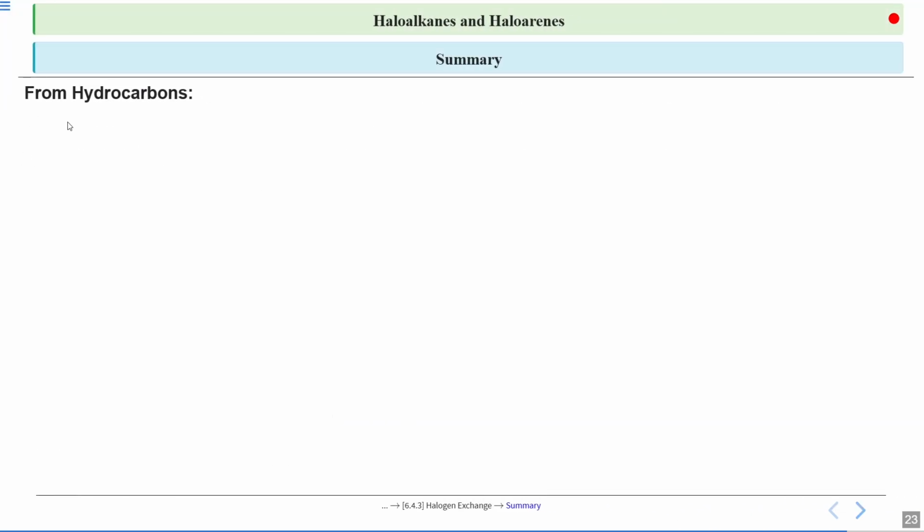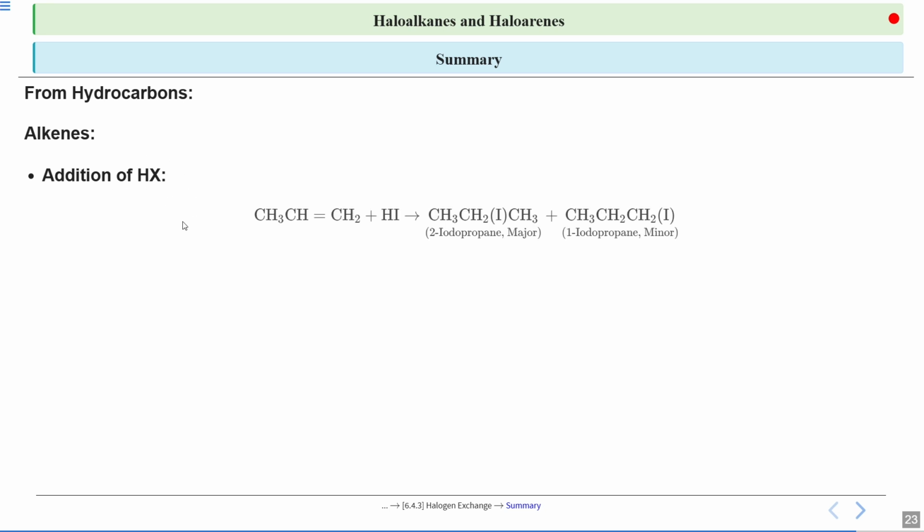Then we have seen the reactions of alkenes for the preparation of haloalkanes. Alkenes involve the addition of hydrogen halide, where you take any alkene and react it with a hydrogen halide like hydrogen iodide to get major and minor products, where the negative part reacts with the alkene as per the Markovnikov and anti-Markovnikov rule. This reaction follows Markovnikov addition, because the negative part, that is the iodide ion, attaches to the carbon which forms the more stable carbocation. So this is Markovnikov's addition, giving you the major product 2-iodopropane.